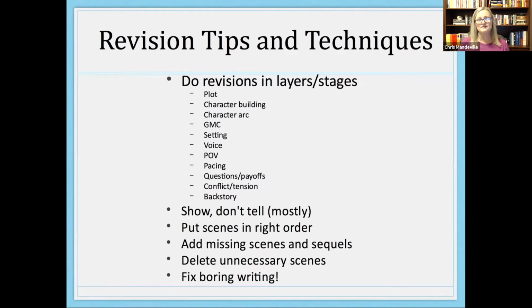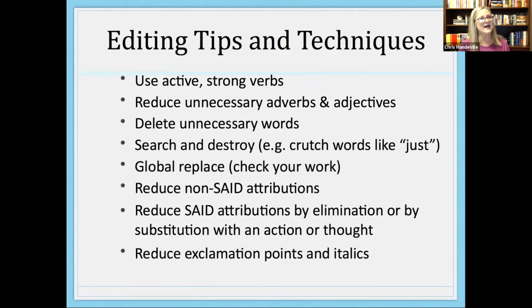Phew, okay, that was revision. Now just a quick aside, editing tips and techniques. So that was revision, this is editing. And then we're going to move on to doing some actual revising as an example.